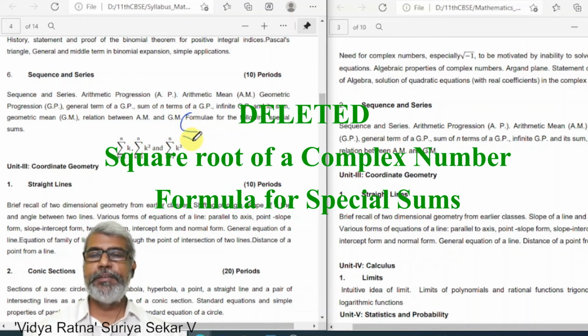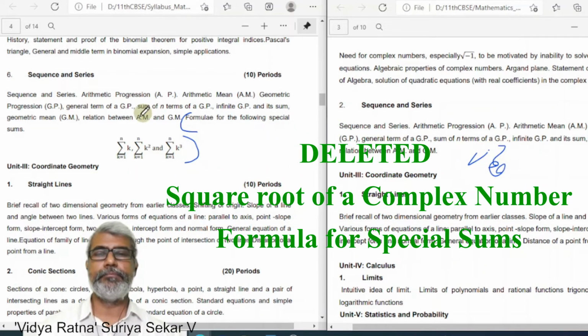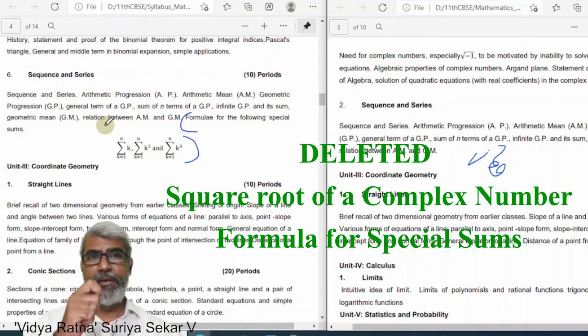Formula for the following special sums, that is missed out here. So this portion is deleted. Thumbs up. The sequences and series portion is reduced compared with the textbook that you possibly have in your hand.